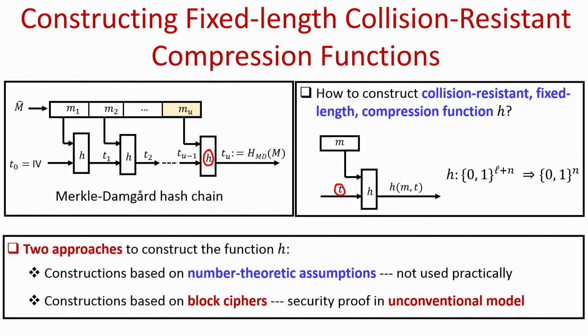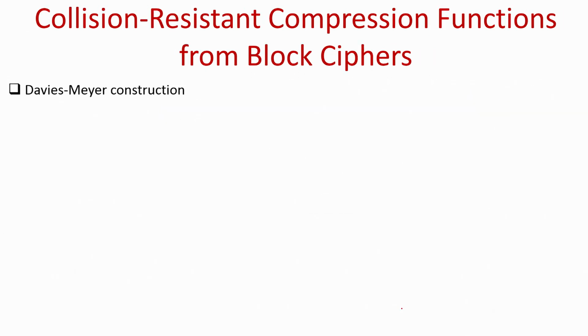Instead, we go for constructions based on block ciphers. We can take any of the existing block ciphers, say AES, DES, or we can design dedicated block ciphers, and these are the instantiations of the function little h which we use in practice. However, interestingly, the security proof of the constructions based on these block ciphers is in a very unconventional model, in the sense that we make very strong assumptions on the underlying model and then give the security proof.